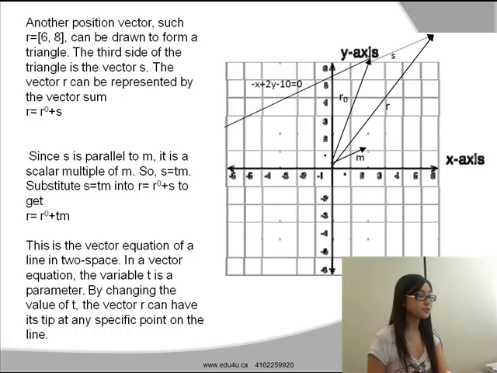This is the vector equation of a line in 2-space. In the vector equation, the variable t is a parameter. By changing the value of t, the vector r can have its tip at any specific point on the line.